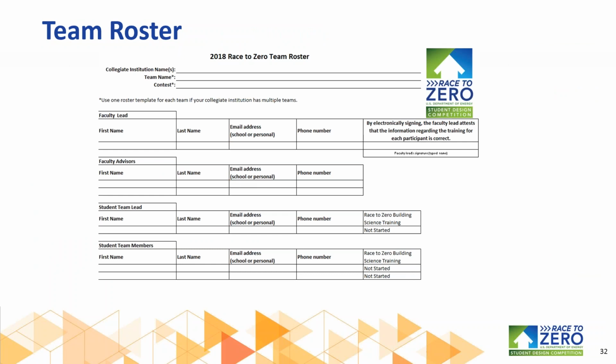As I mentioned before, each team needs to submit a roster. Please submit one for each team, even if you have multiple teams at your collegiate institution. Each team, again, must have at least 3 students and a faculty lead, with 1 student designated as the student team lead. You can download the template, which is an Excel file, from the team application site, and upload the completed Excel worksheet to race2zero@nrel.gov. An Excel file is required. Please do not submit a PDF file, as that's hard for us to process.